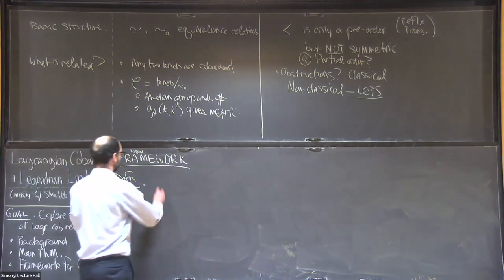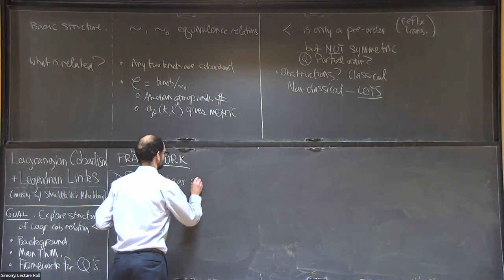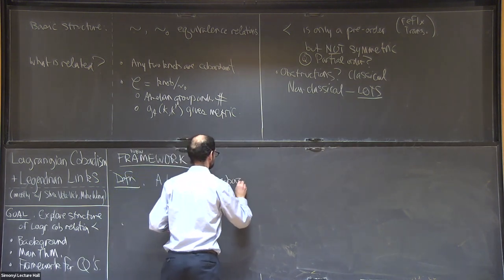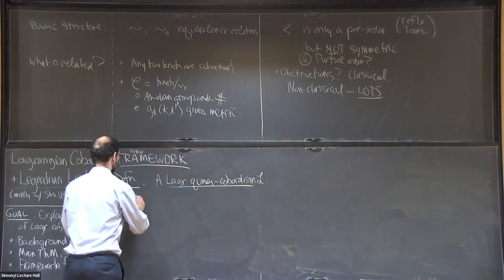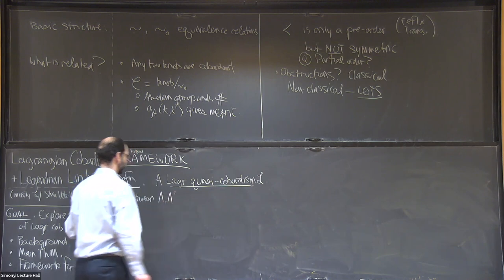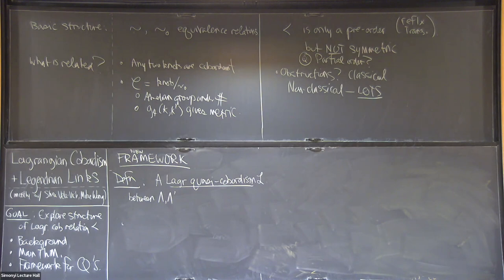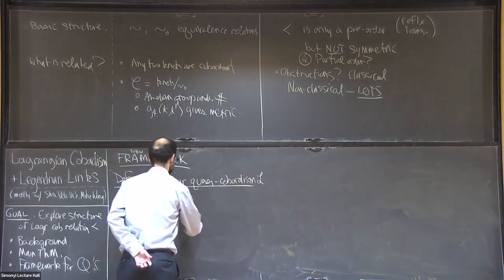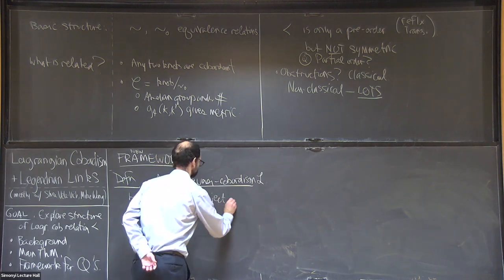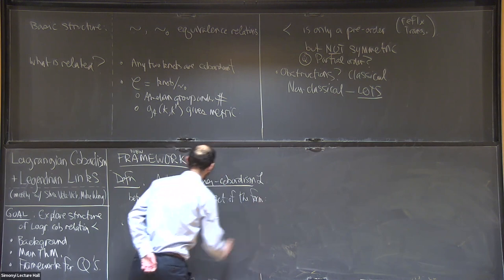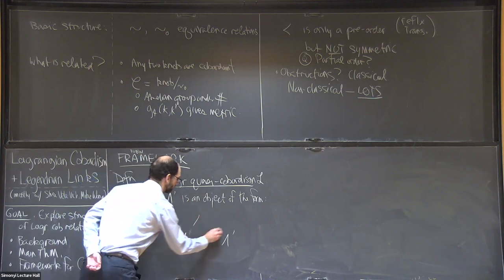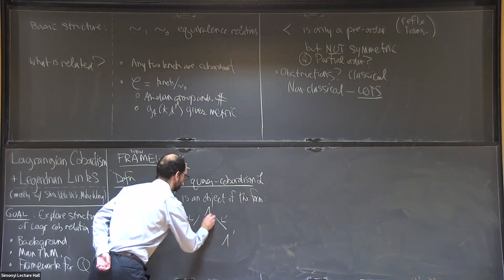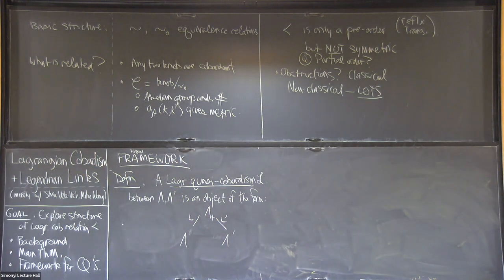Okay, so a Lagrangian quasi-cobordism, called, say, script L, between Legendrians lambda and lambda prime, is an object of the form: I have my lambda, I have my lambda prime, and then I have cobordisms L and L prime to some max of Legendrian.